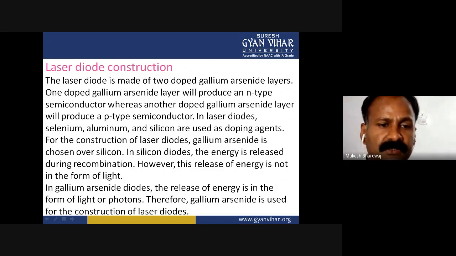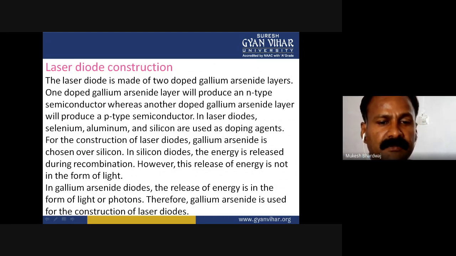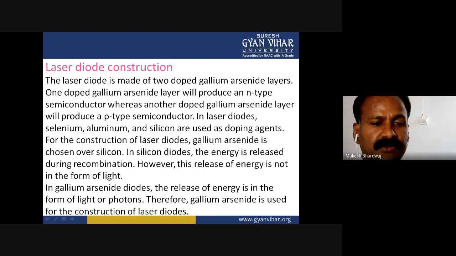For the construction of laser diodes, gallium arsenide is chosen over silicon. In silicon diodes, energy is released during recombination. However, this release of energy is not in the form of light. In gallium arsenide diodes, the energy is released in the form of light or photons. Therefore, gallium arsenide is used for the construction of laser diodes.